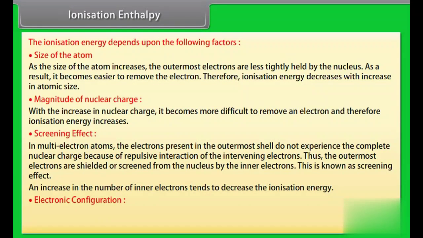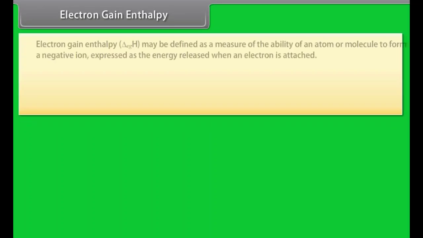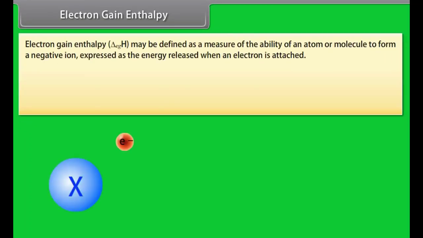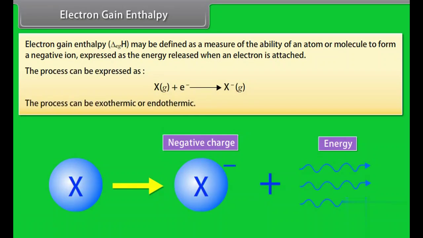Electronic configuration. The atom having a more stable configuration has less tendency to lose the electron and consequently has high value of ionization energy. Electron gain enthalpy. Electron gain enthalpy may be defined as a measure of the ability of an atom or molecule to form a negative ion, expressed as the energy released when an electron is attached. The process can be exothermic or endothermic.